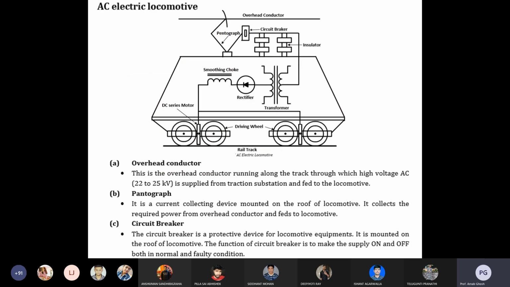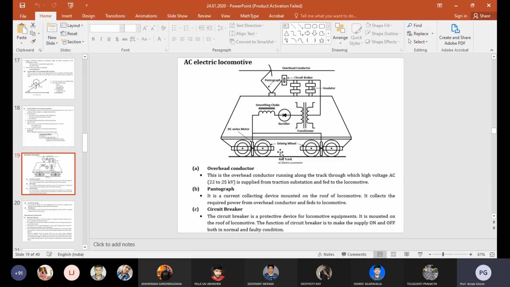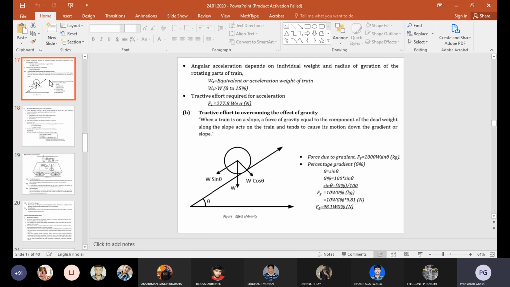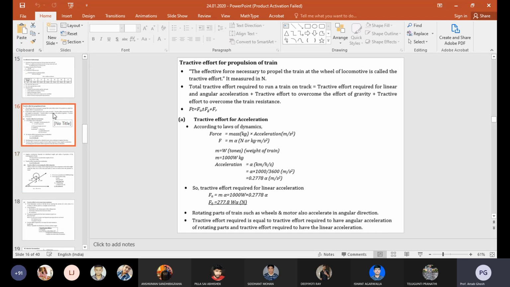In my next class we will start with the AC locomotive, and some important features we are going to discuss. I hope all of you understand what you need to do. This portion is simple, nothing complicated, only some numericals. Basically, we are giving more emphasis to numericals from these portions.